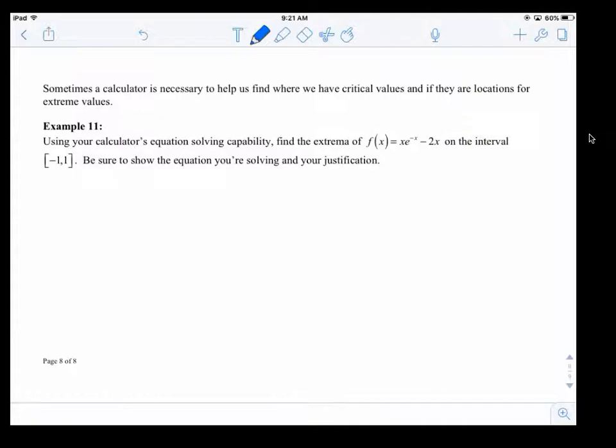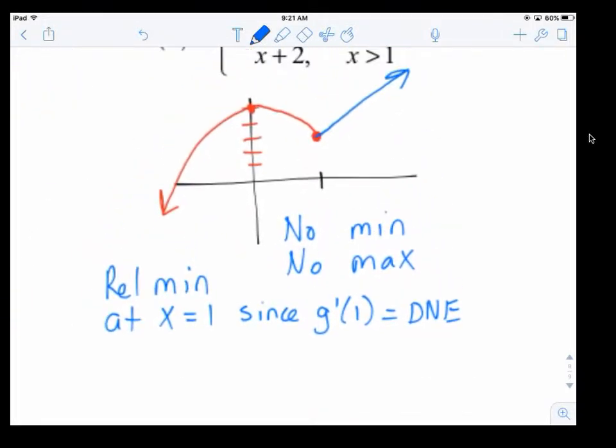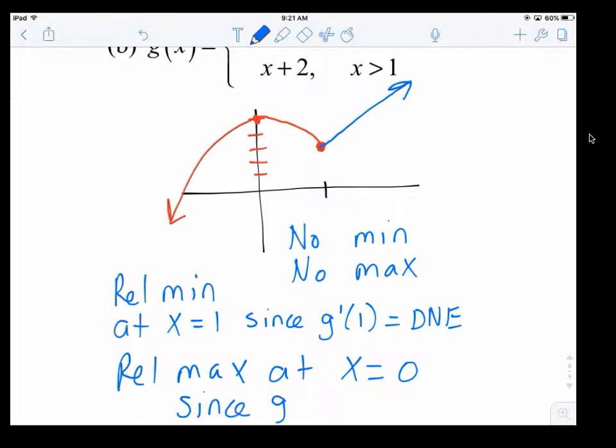All right, number 11, we want to use the calculator. Yeah, I guess you can see. So relative max at x equals 0, since g prime of 0 equals 0. Good.